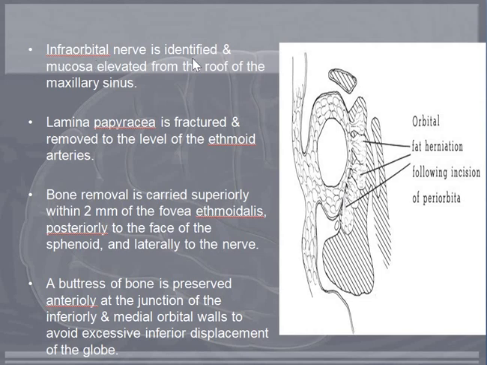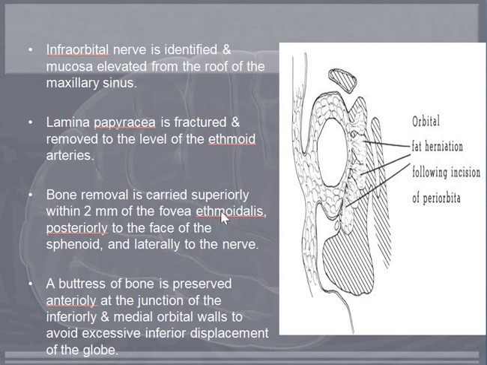Then the infraorbital nerve is identified as a mucosa elevated from the roof of the maxillary sinus. The lamina papyracea is fractured and removed to the level of the ethmoid arteries. So here is the lamina papyracea, which is fractured and removed to the level of the ethmoid arteries.